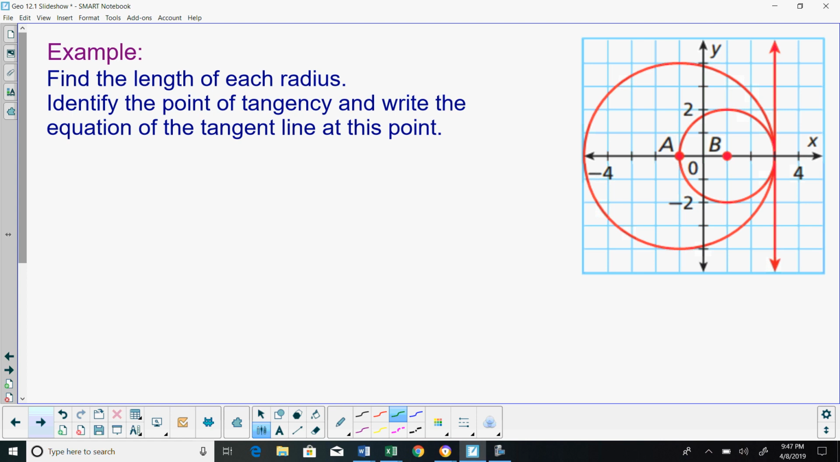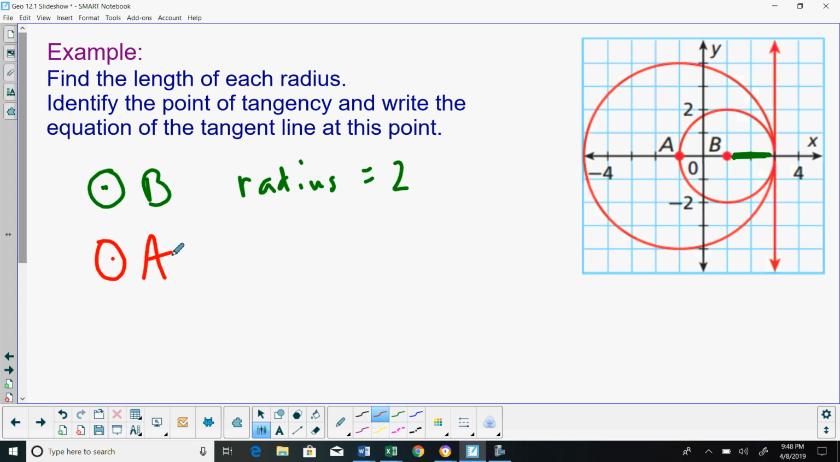Okay, so let's find the length of each radius here in this circle and then identify the point of tangency and write the equation of the tangent line at this point. So let's start with circle B. I can see that that has a radius of 2. So I'm going to say the radius is equal to 2. But for circle A, that circle has a radius, I'll draw it out this way, of 4. So circle A has a radius of 4.